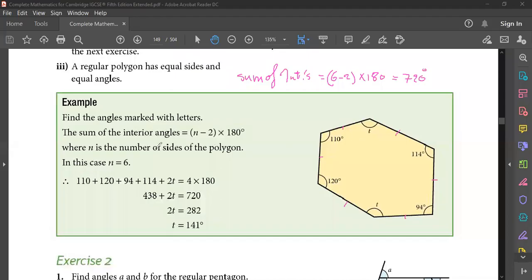Now this is an example in your book for a non-regular hexagon. Why is that non-regular? When I say regular, it means all sides are equal and all angles are equal, but for this shape, no sides are equal and no angles are equal, only that's a T and this is a T. Okay, we need to find the value of T.